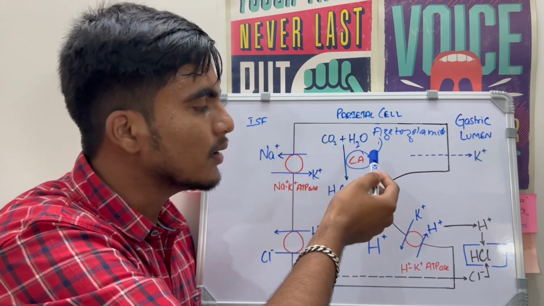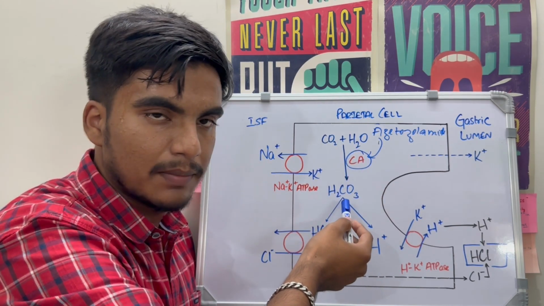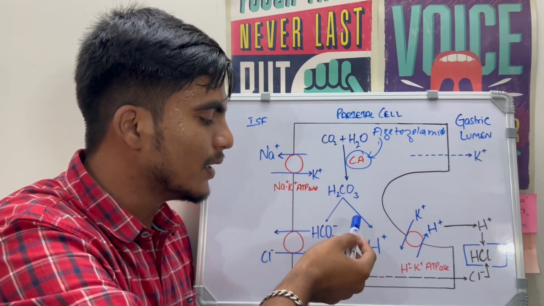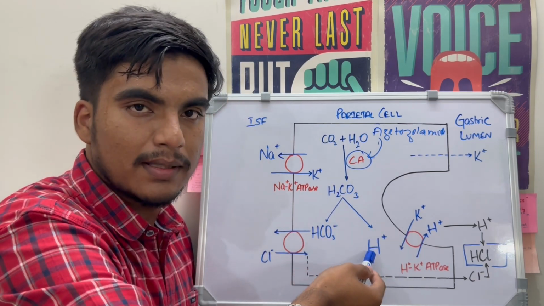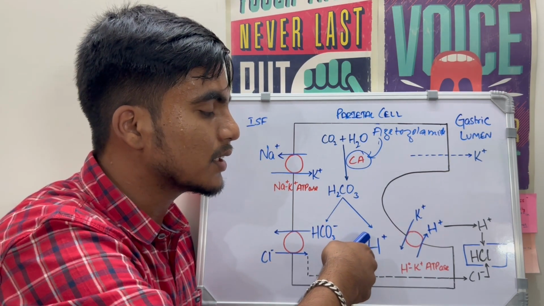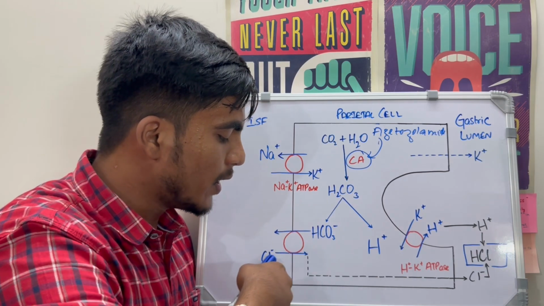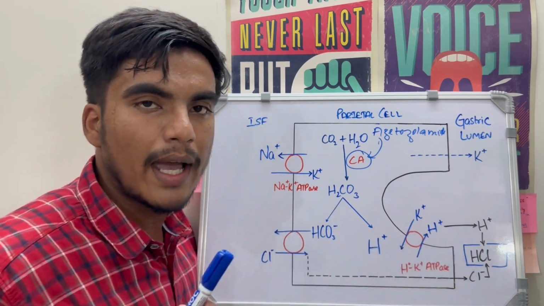Carbon dioxide and water in the presence of carbonic anhydrase enzyme give you carbonic acid. Carbonic acid breaks down into bicarbonate and H+ atoms. Bicarbonate exchanges with Cl-. H+ ions are transferred into the gastric lumen by the H+ K+ ATPase, which joins with the chlorine ions forming hydrogen chloride.